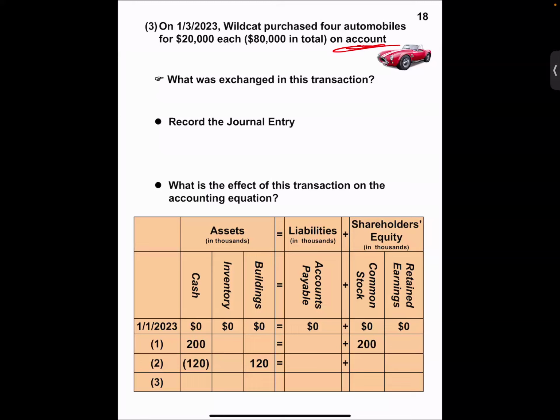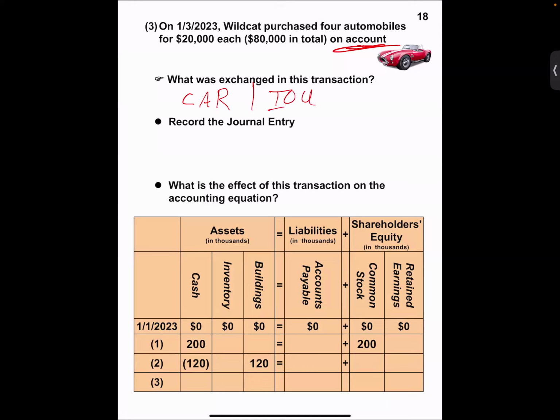So again, what was exchanged in this transaction? What was exchanged was they got 4 cars in exchange for essentially an IOU. Right? So they got cars in exchange for an IOU. So car and an IOU. That was what was exchanged. Because let's record the journal entry.